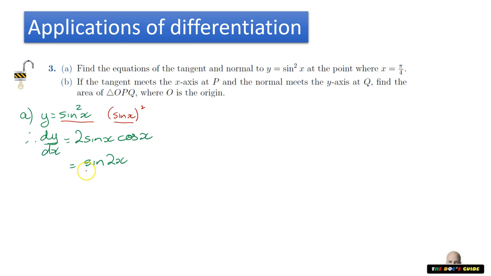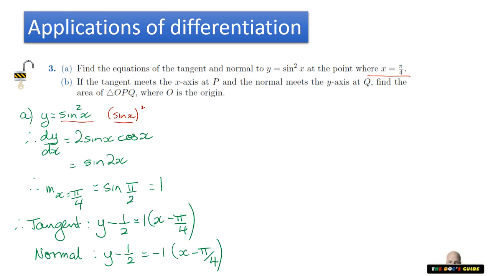And then the second differential, sorry, we don't need a second differential here. So this is the slope of the curve anywhere, and we want the slope where x equals pi on 4. So when x equals pi on 4, that's sine of pi on 2, 2x, and that's 1. So the equation of the tangent is y minus y1. Now we found that y1 by substituting pi on 4 into here, and sine of pi on 4 is 1 on root 2. We square that, we get a half. So y minus y1 equals m outside of x minus x1.